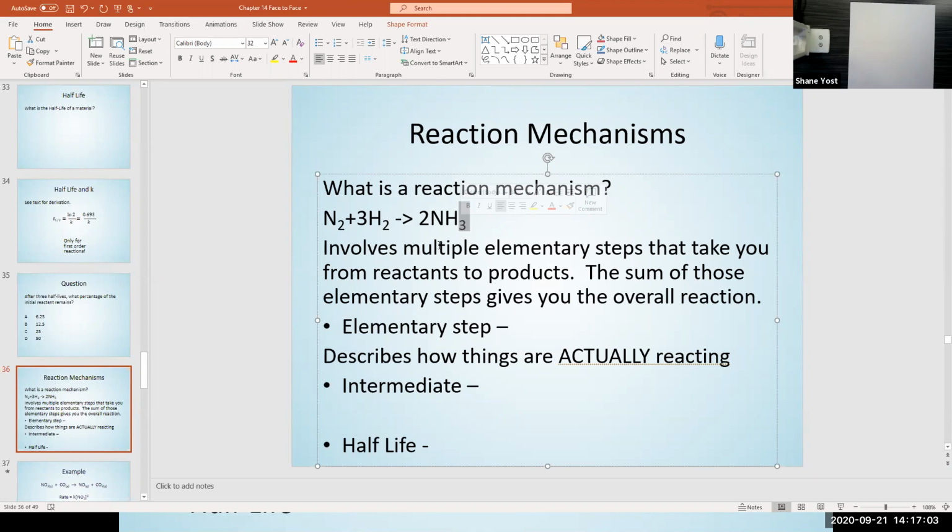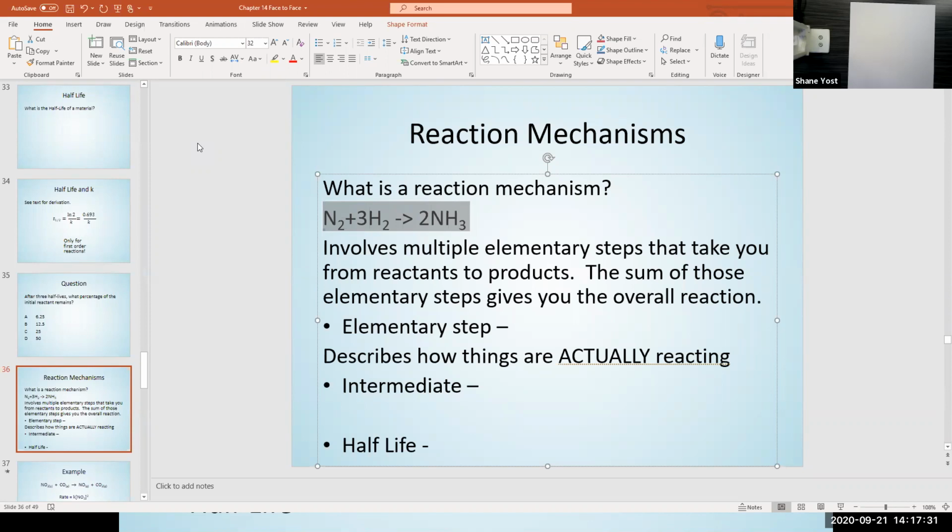So this chemical reaction that I have written here is a non-elementary step. It's not a reaction mechanism. But I can describe this chemical reaction through a reaction mechanism that has a bunch of elementary steps. Each one of those elementary steps is telling you what reactions are actually taking place, what molecules are colliding with other molecules to create new molecules, and so on and so forth.